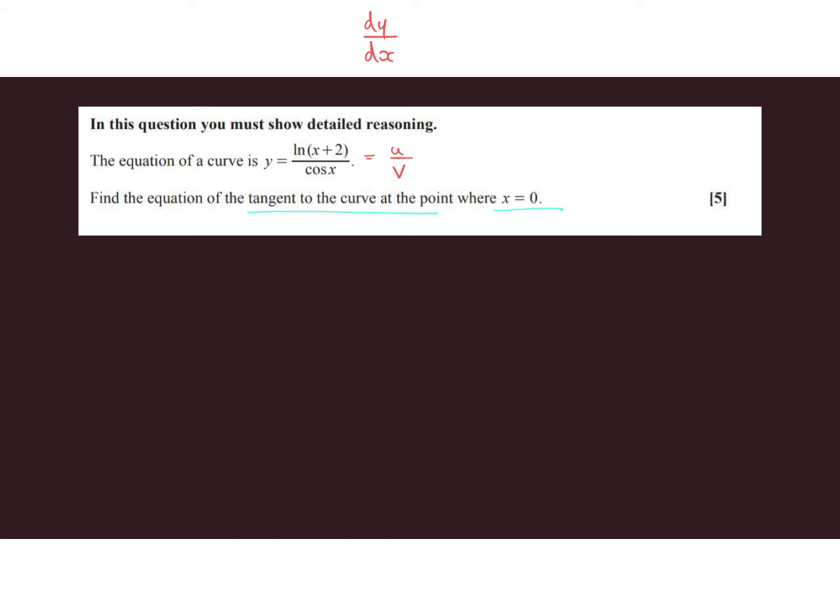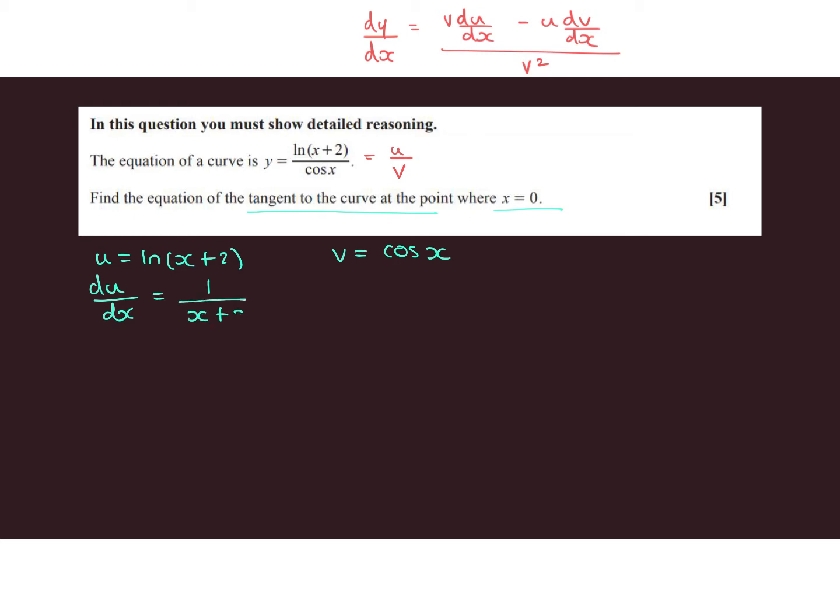that tells us that dy by dx is equal to v times du by dx minus u times dv by dx all over v squared, where u is going to equal ln of x plus 2 and v is going to equal cos x. So differentiating, du by dx is equal to 1 over x plus 2. dv by dx will equal negative sine x. Two standard pieces of differentiation there.